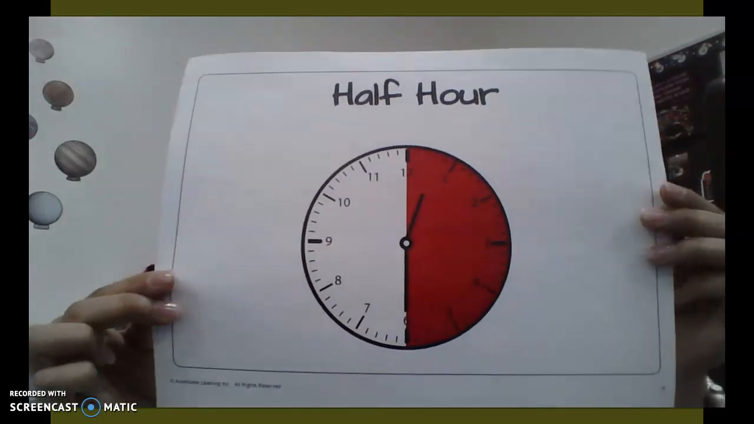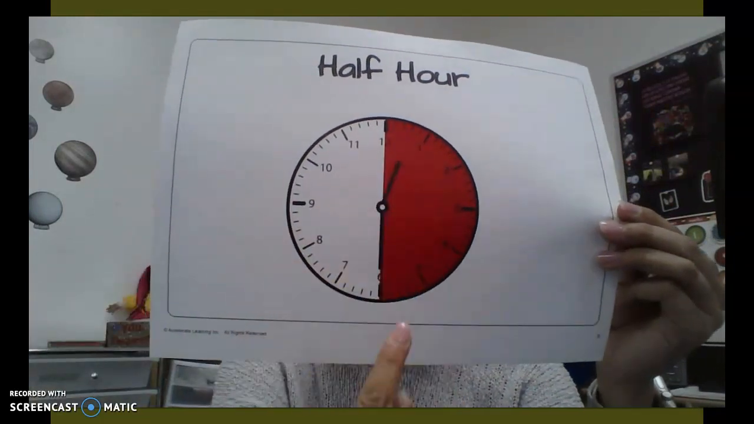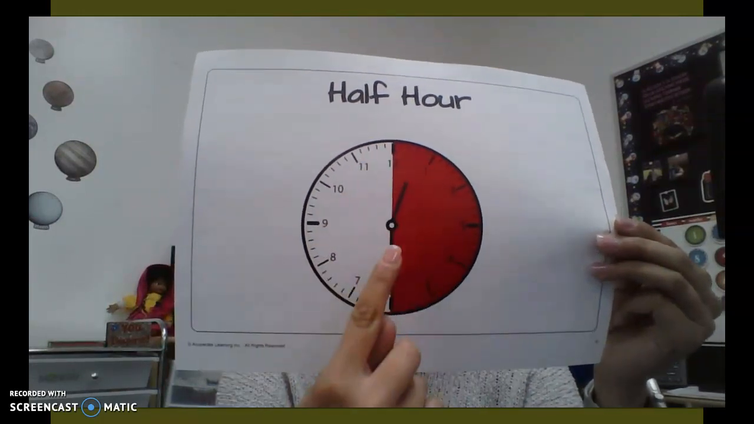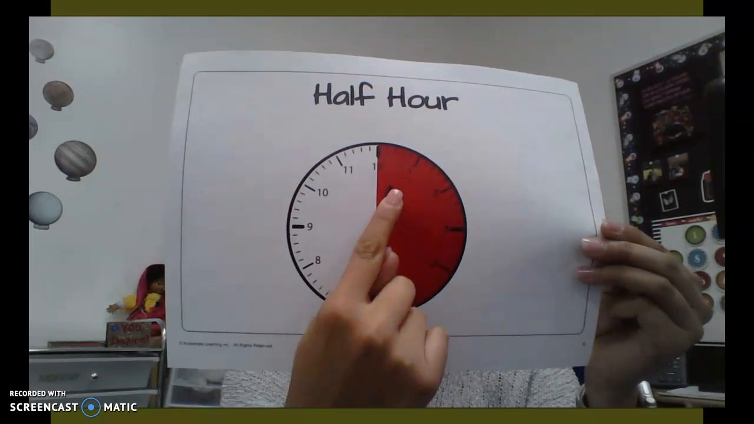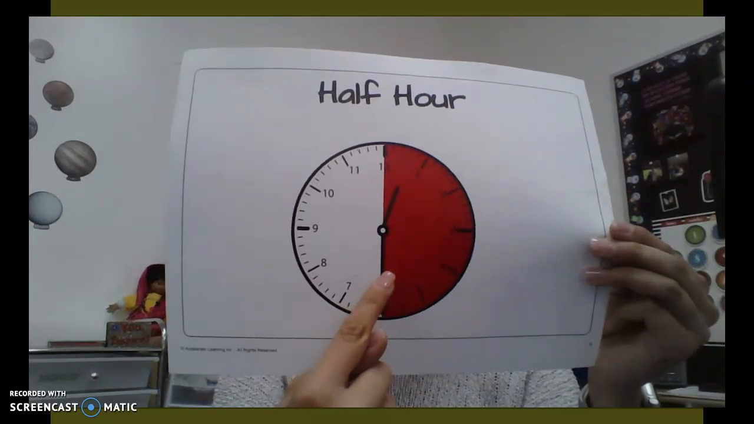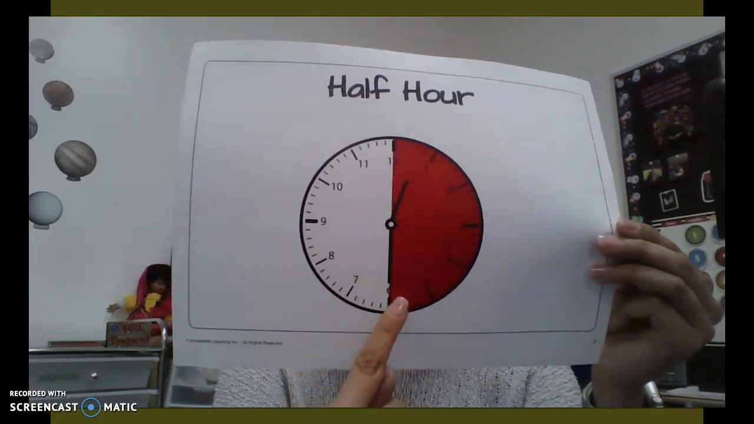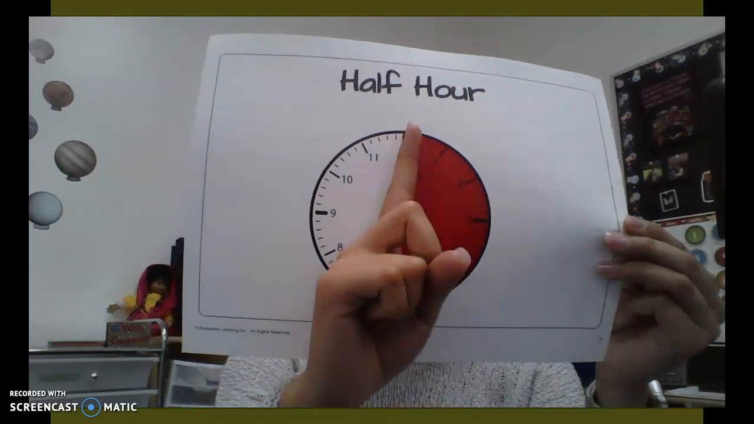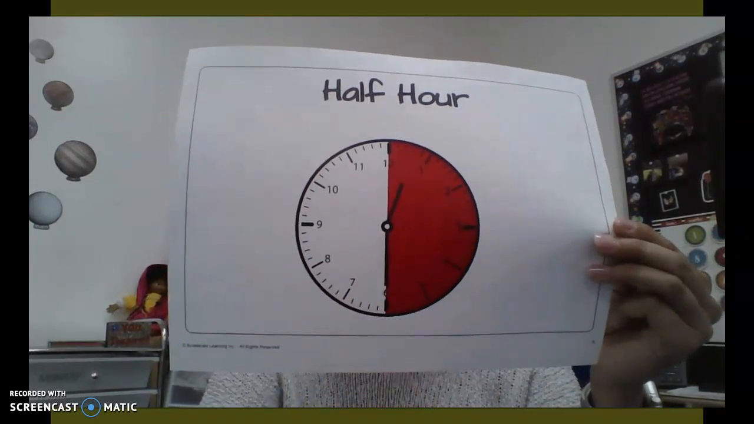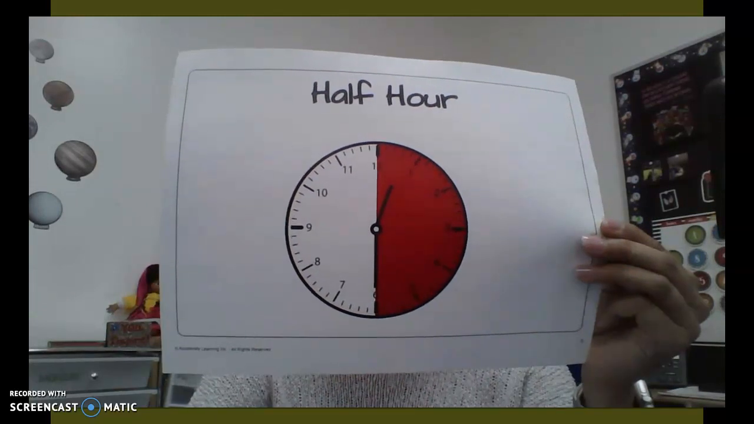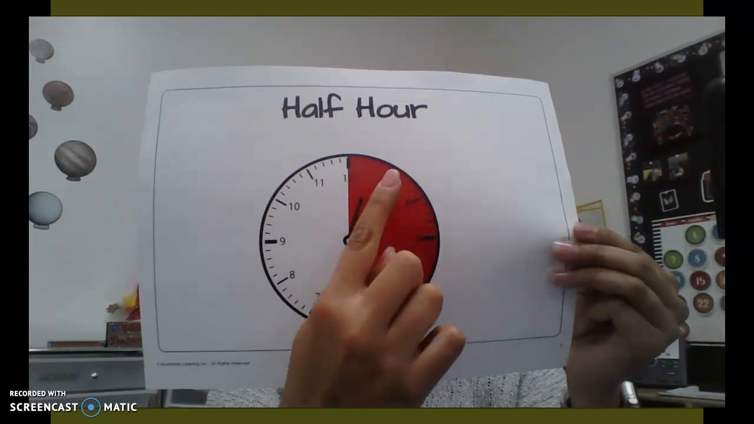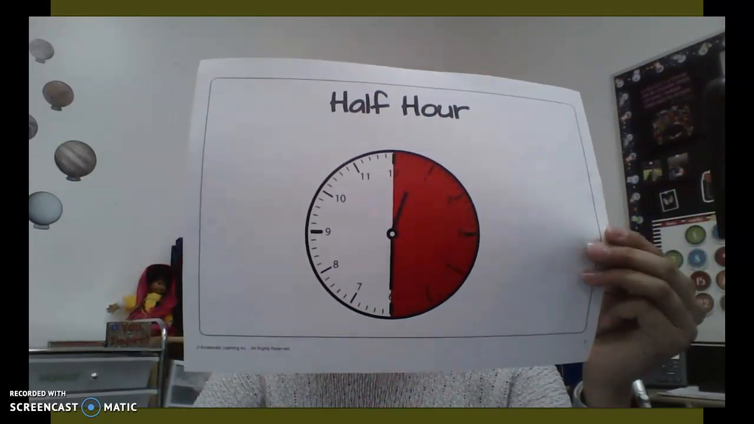Okay, then we have half hour. So you see that half of the clock is red and half of it is white. So that means that is the half hour. So where is the hour hand? Right here. And it's in between 12 and 1. And where is the minute hand? At the 6, correct? So you see that if you put the minute hand on the 6, it divides the clock in half. So when you put the minute hand on the 6, that means that it's half hour. So that's in half an hour before 1. But again, you will learn this later on.